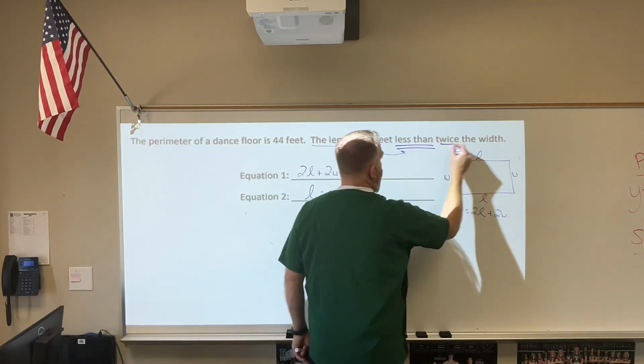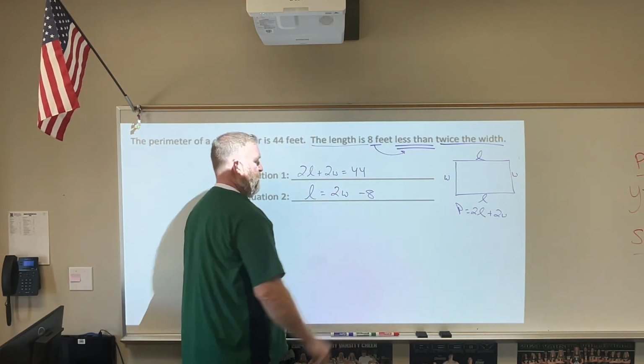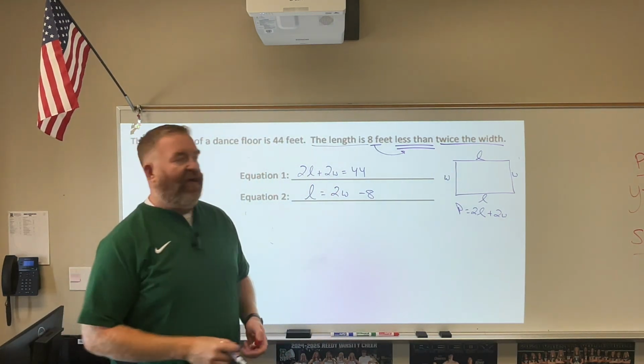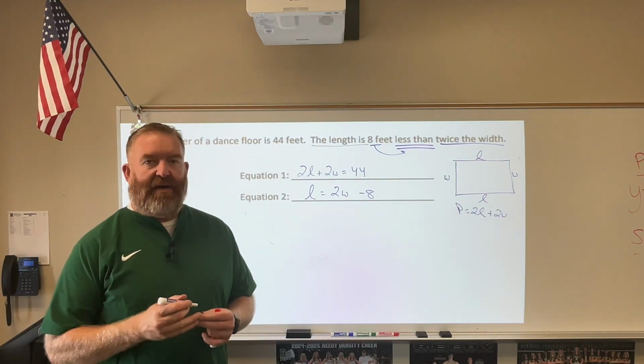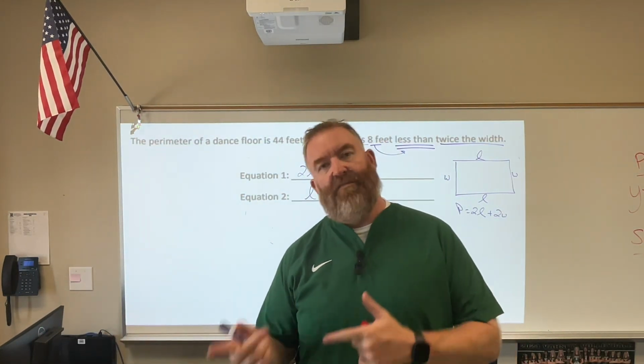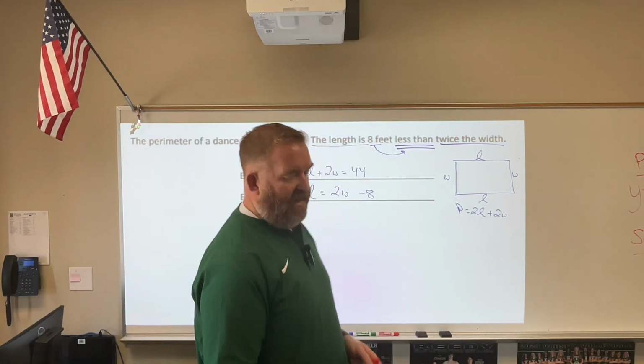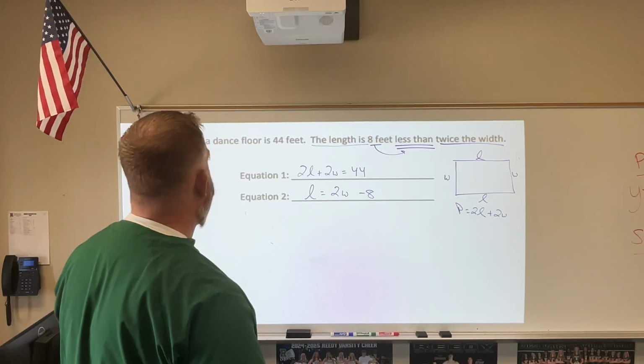Then it says twice the width. Well, if I have twice something, that means I multiply it times 2. There's my other equation: length equals 2W minus 8. If you're confused on that, please rewind it, go back, watch it again, and slow down and think about what it's saying. Please go back and watch it if you need to.